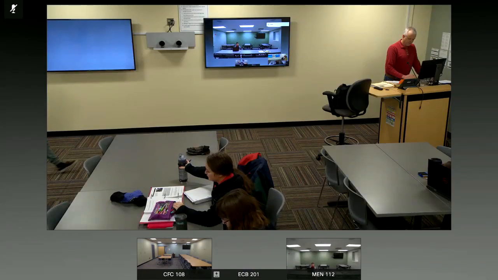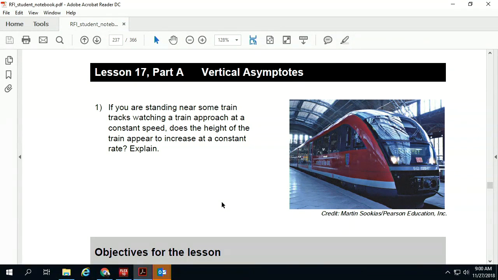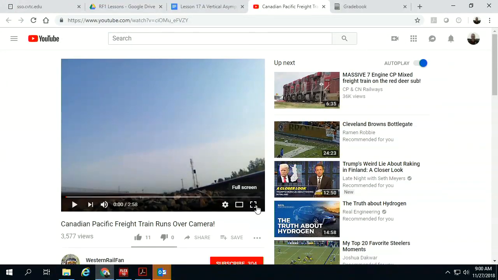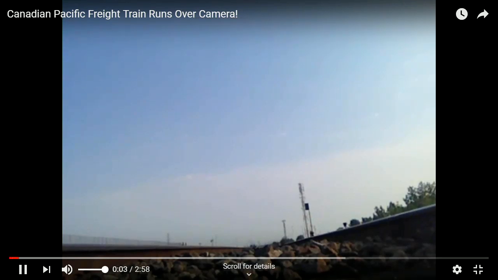All right. In our books, we're on 17A, and we're going to be talking about vertical asymptotes, and they ask us to answer a question about a train coming towards you. So I've got this video to watch, and it's a train coming towards you, which I suppose might not mean that much to you, but we'll watch it anyway.